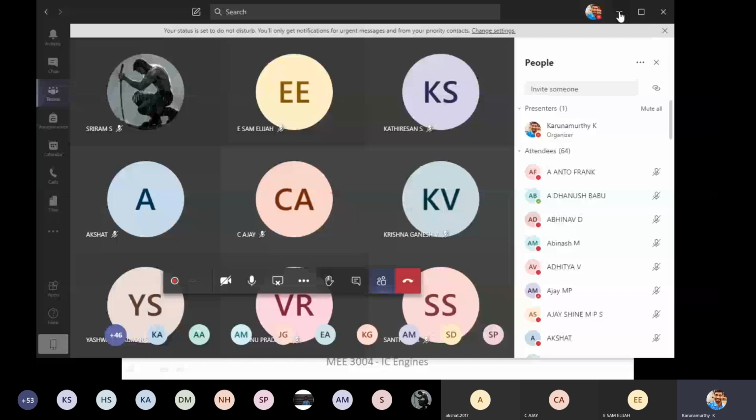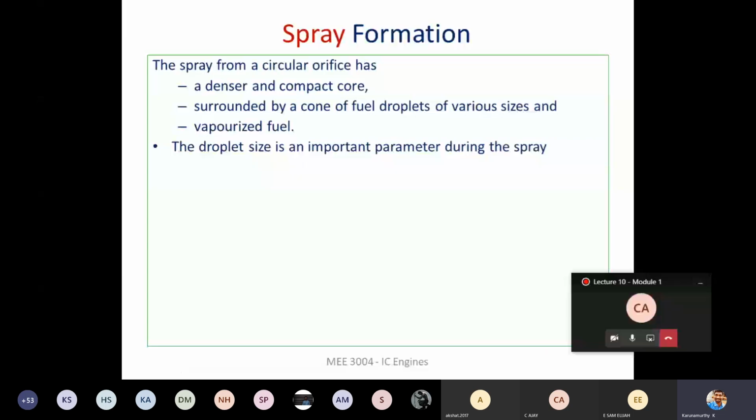So when the fuel is sprayed from the orifice, at the axis of the fuel spray we have the denser fuel. That is surrounded by a cone of fuel droplets, and at the outer periphery of the spray cone we have the vaporized fuel. Remember, the droplet size of the fuel is an important parameter, and it plays a major role in the complete combustion of the fuel.